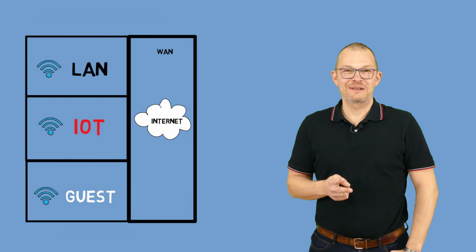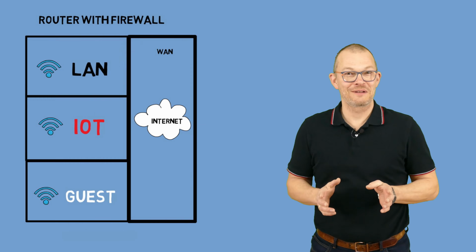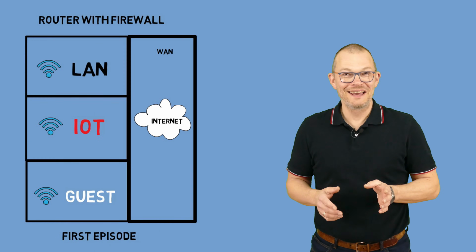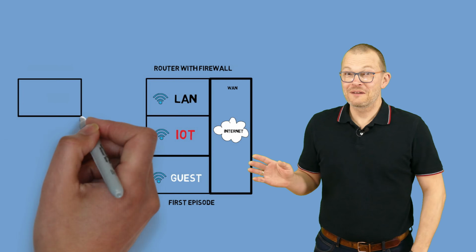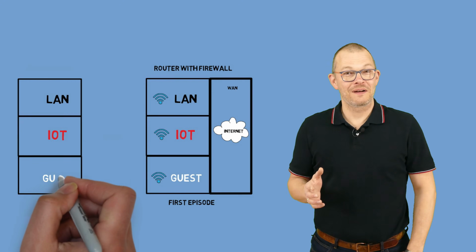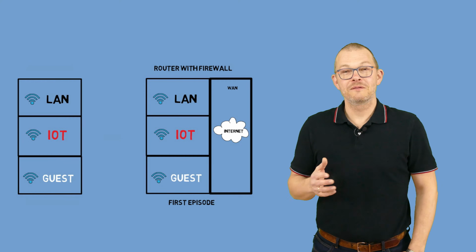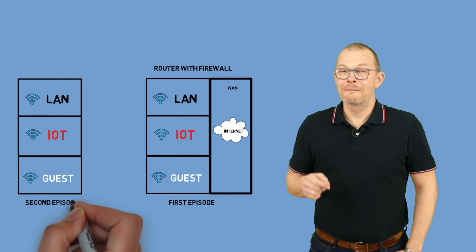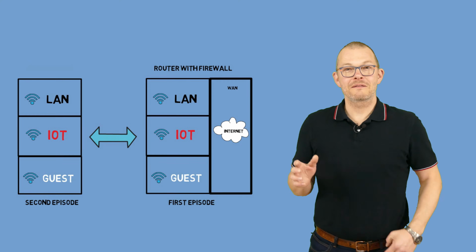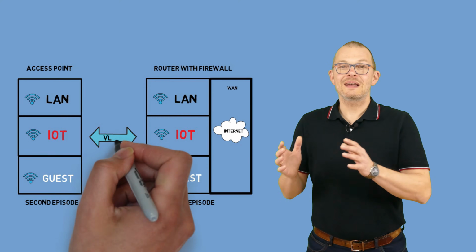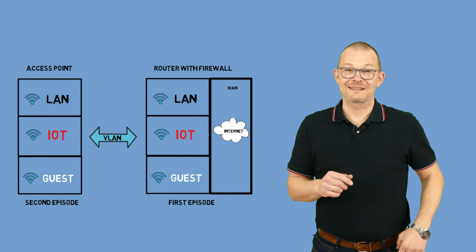This is the second episode of a short series that deals with segmentation of our network. In the first episode, we defined the firewall and the Wi-Fi networks for our internal LAN, our guest Wi-Fi and for our IoT devices. In this episode, we will extend the three Wi-Fi networks to a second access point by using VLANs. Stay tuned.